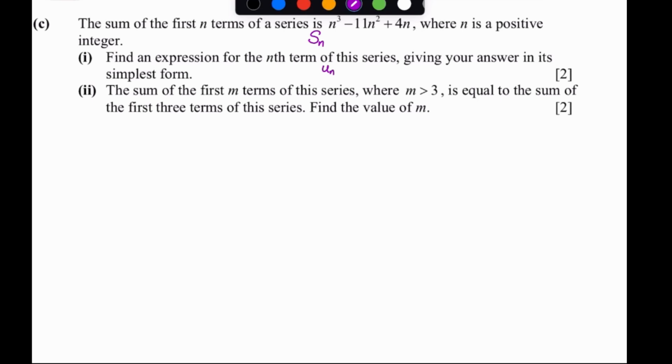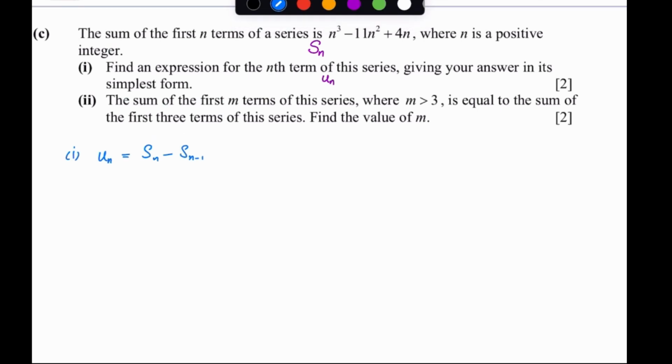Sequences and series, I finish this first, then I go back to complex numbers. Okay, so Sn and Un. So what do we do? Same thing. Your Un, or your Tn, will be equal to Sn minus S of n minus 1. Okay, so let's try.